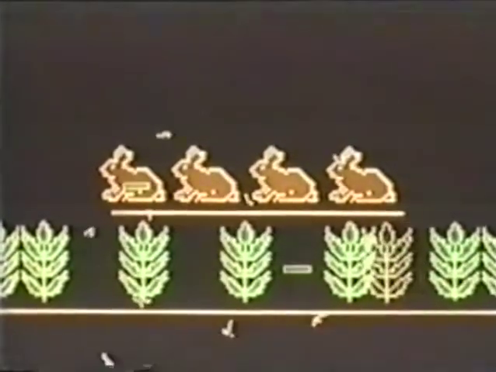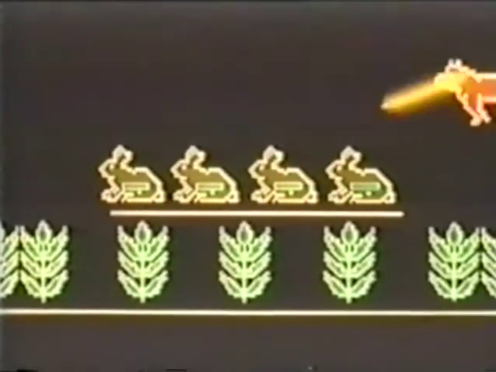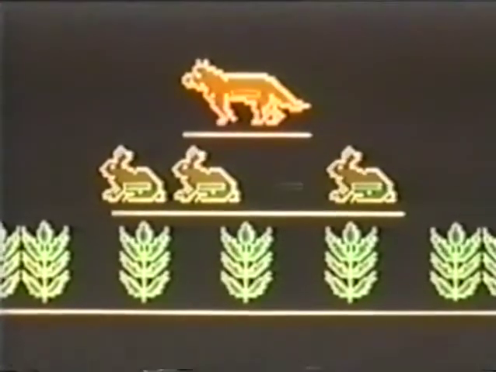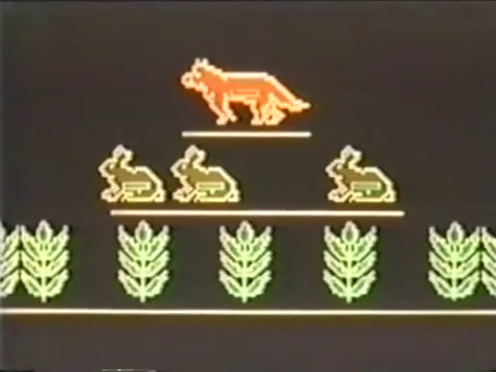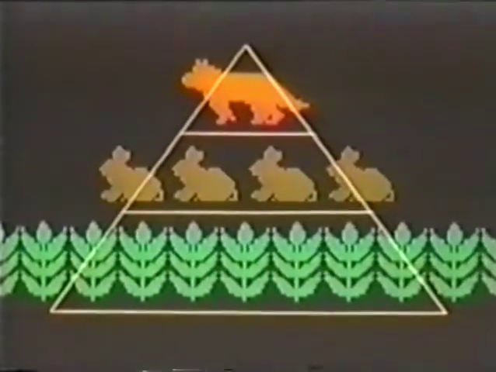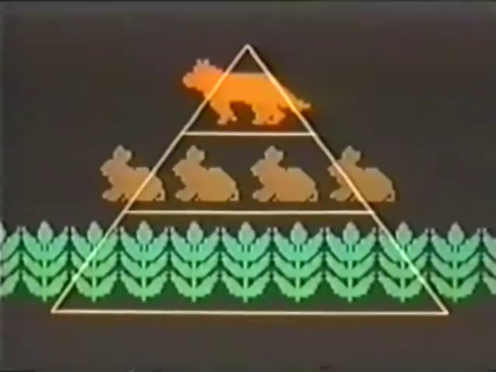In the same way, many herbivores are required to provide enough food for a single carnivore. This pattern, from numerous plants to fewer herbivores to even fewer carnivores, is called the pyramid of numbers. You can find this pattern in all communities.